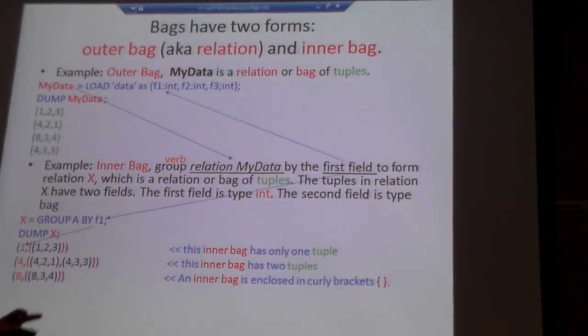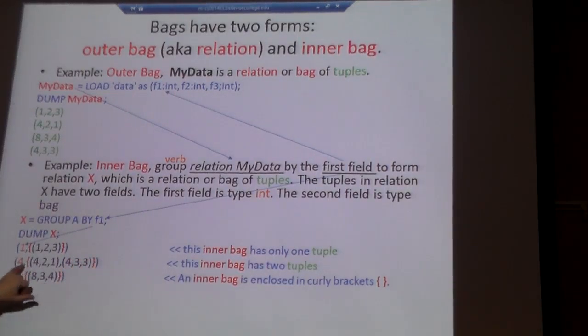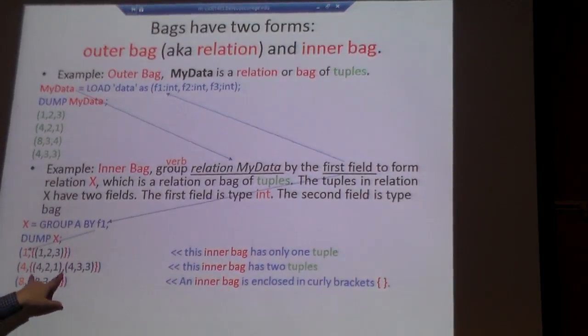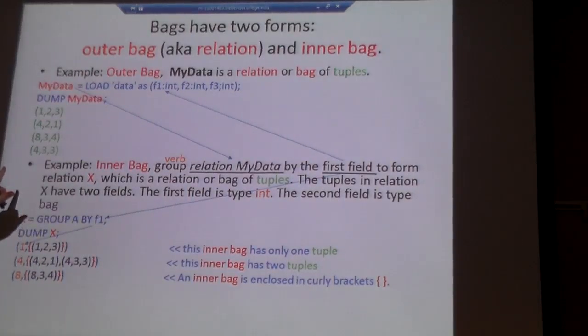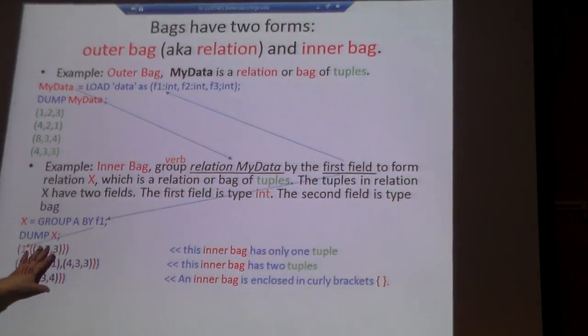And again, wait till I get through about 4 or 5 more slides, because I literally just go through this over and over again with different examples to try to get you to get it. Now, an inner bag has a field and then a bunch of tuples inside it. I don't show that one the way I show this one, but here it is dumped.